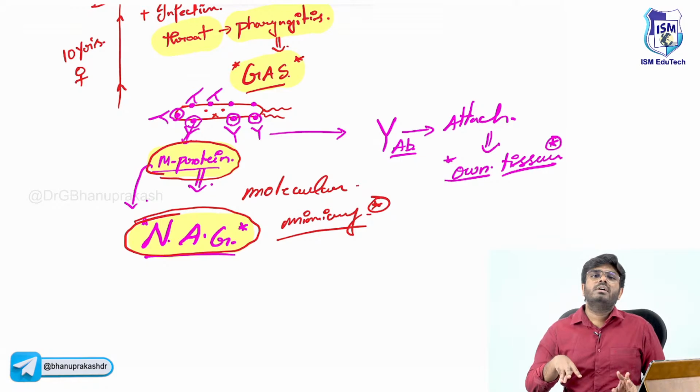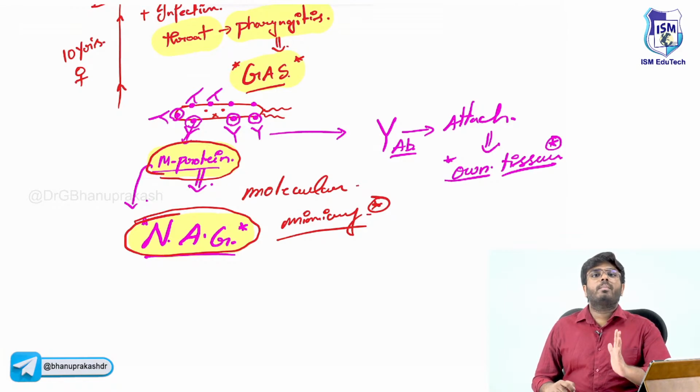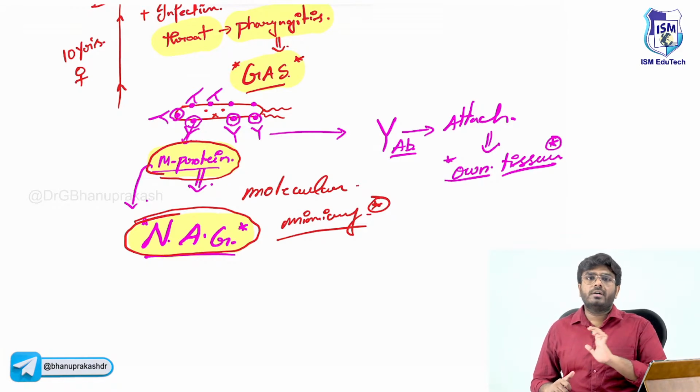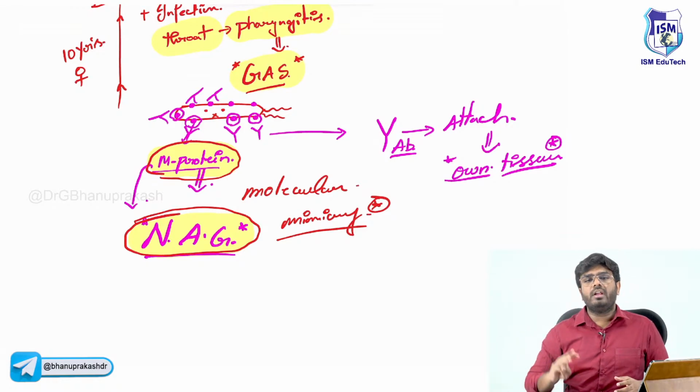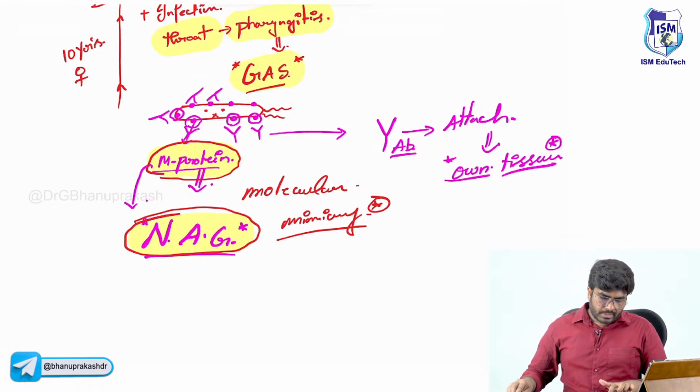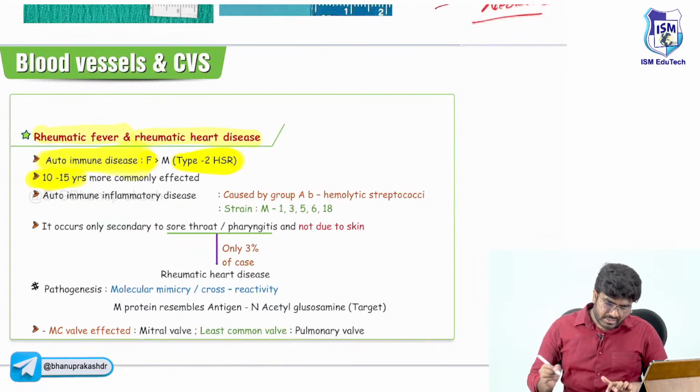3% of the fellows who are living in poor, unhygienic conditions in underdeveloped countries, those fellows will develop rheumatic fever, acute rheumatic fever. If 100 individuals are getting group A beta hemolytic streptococcal pharyngitis, out of 100, 3 people will develop rheumatic fever. So now let's see one by one the important points.